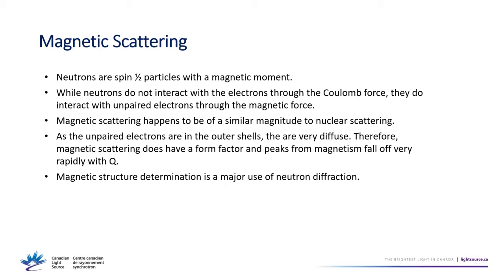So that's good. One thing to keep in mind, though, is since now you're scattering off electrons, you have a form factor. Because the electrons that are unpaired are generally in the outer shells of atoms, they're very diffuse, and so the form factor is quite strong for the unpaired electrons. So your magnetic peaks will fall off very quickly with Q. You only have them in the low angles of your diffraction pattern.